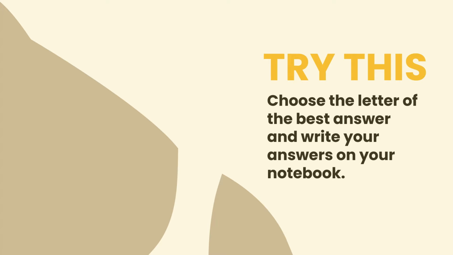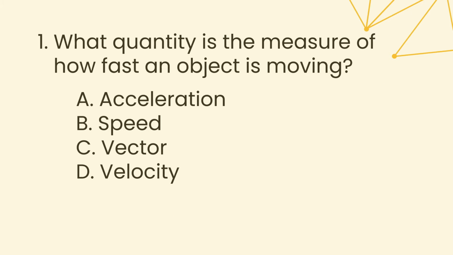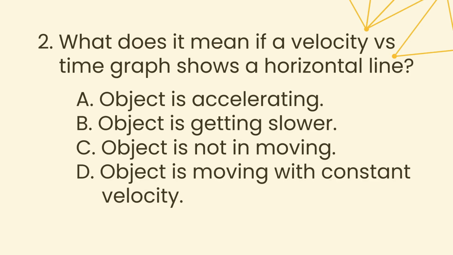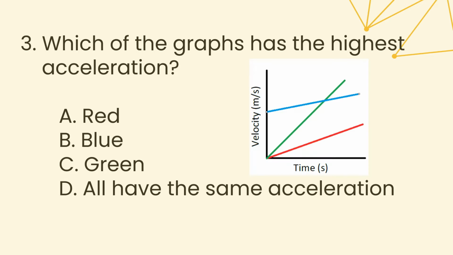Before we start, answer this 5-item quiz. Choose the letter of the best answer and write your answers on your notebook. Let us start. 1. What quantity is the measure of how fast an object is moving? 2. What does it mean if a velocity versus time graph shows a horizontal line? 3. Which of the graphs has the highest acceleration?